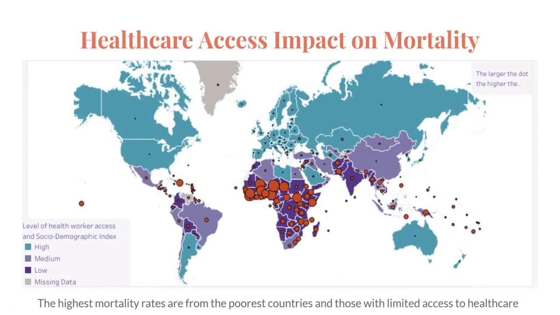However, vaccination is not possible or available, or it is hard to get that in some parts of the world. And then here you can see on this little diagram the healthcare access impact it has on the mortality rates. So the bigger the red dot, the higher the mortality rate. And you'll see that those rates are highest in the poorest country and those with limited access to healthcare. And as you can see here, right there in Africa, that's what's known as the meningitis belt of the world.